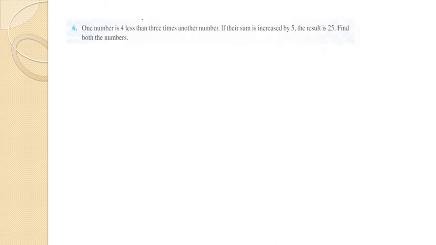Yes, so let us now solve some word problems. That is question number 6. It reads that one number is 4 less than 3 times another number. If their sum is increased by 5, the result is 25. We have to find both the numbers.